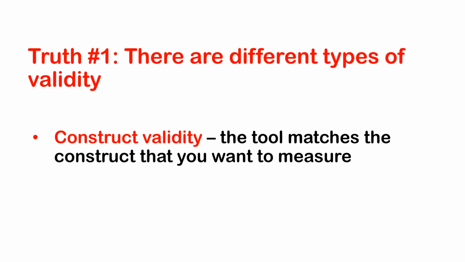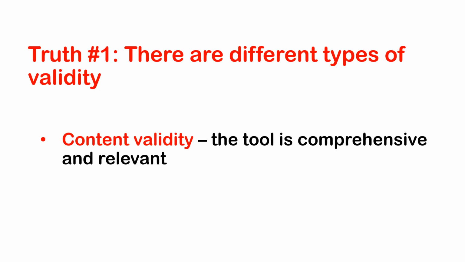So let us see what are these remaining two types. One is content validity. For a tool to have content validity, it should meet two criteria.